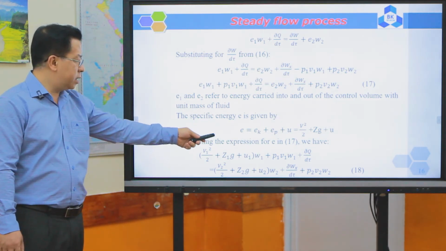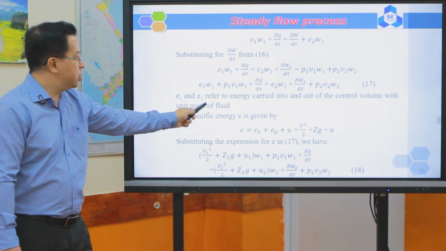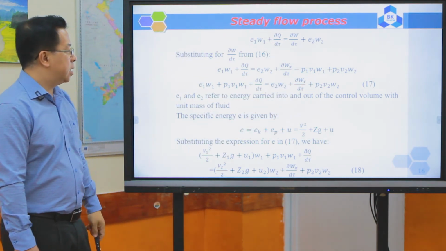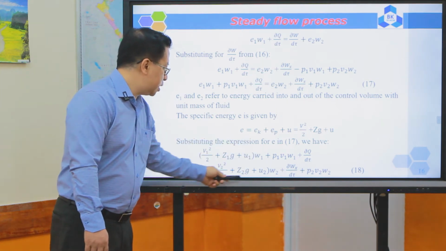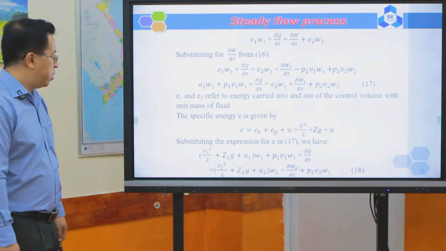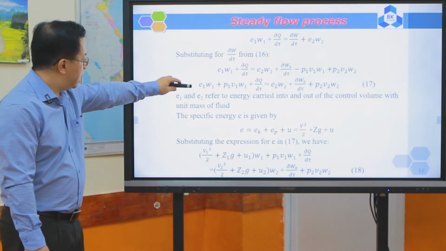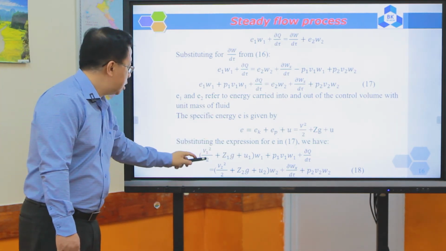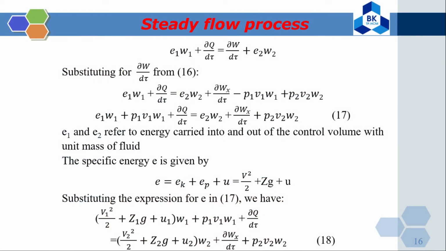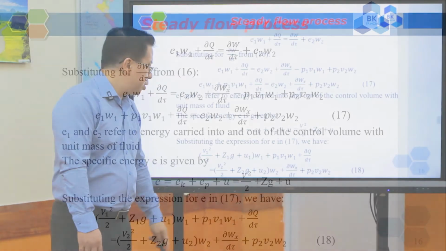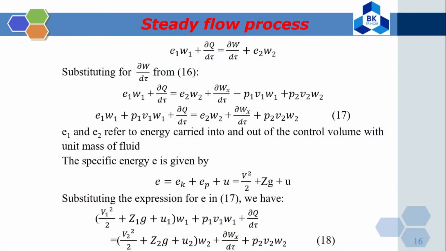So substitute the expression for E into equation 17. We have this formula. Here we replace E by this one. So the input we have is V1, Z1, u1, and the output we have V2, Z2, and u2. All right, we can say this is the formula of the first law of energy written for a steady flow process.